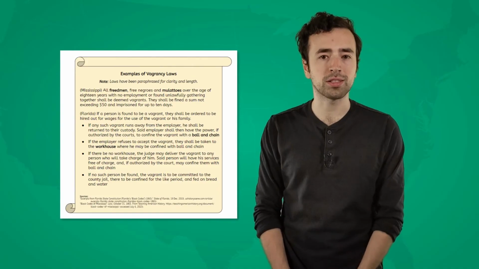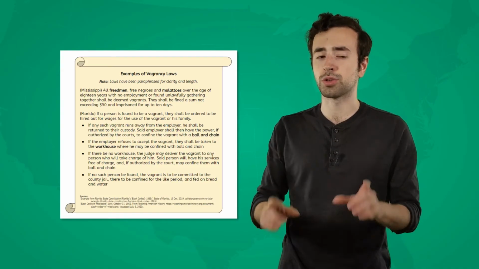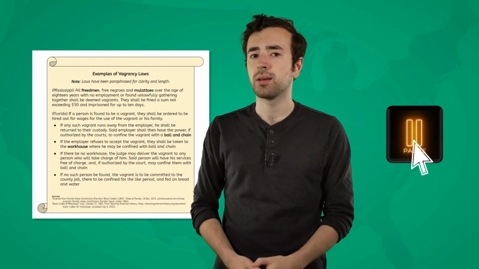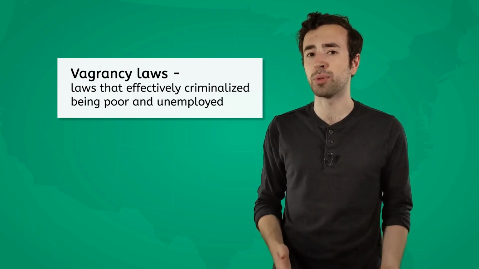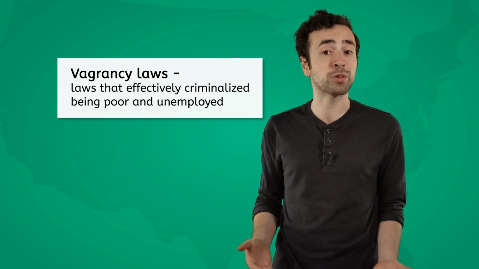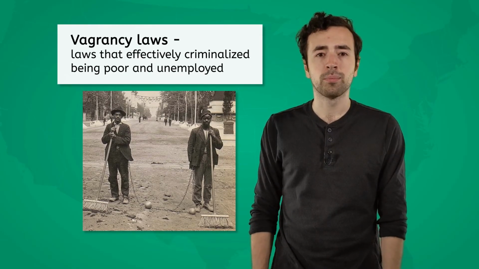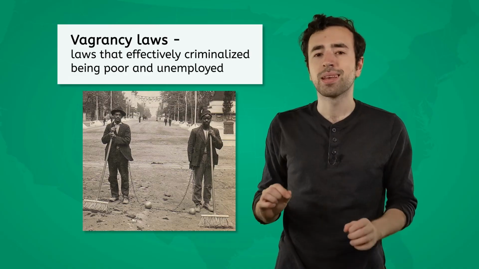Like Jim Crow laws, vagrancy laws were also enacted after the Civil War. Pause here to examine the examples in your PDF. Vagrancy laws effectively criminalized being poor and unemployed. And how are these offenders punished? With forced labor. But wasn't forced labor abolished by the 13th Amendment?